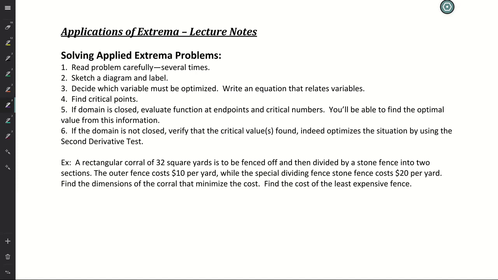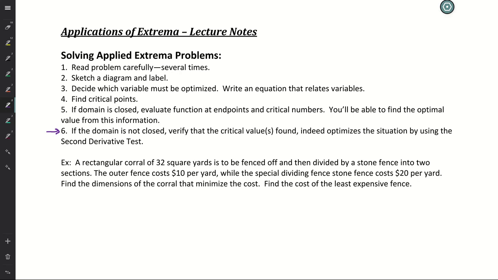If the domain is closed, and I'll explain what that means when we get to problems, we're going to evaluate the function at the endpoints and the critical numbers. And then we'll be able to find an optimal solution from this information. If it's not closed, then we're going to verify that our critical value is actually the absolute max or min by using the second derivative test. This will generally be what happens for most of our problems.